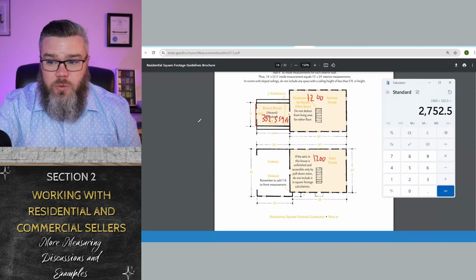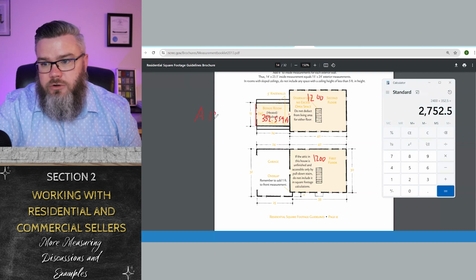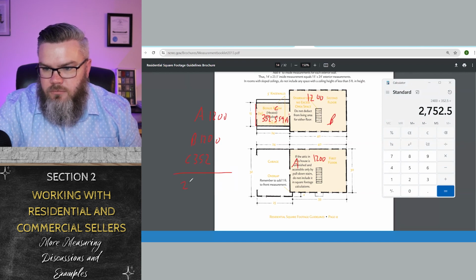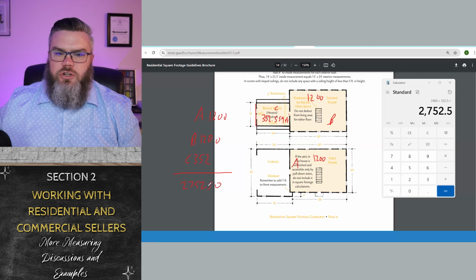And so for your homework, you would turn this in exactly with a diagram that looked like this. A is 1200. Here's A. B is 1200. Here's B. C is 352. Add them all up, and that's all I need from you. Tell me the square footage of your house.